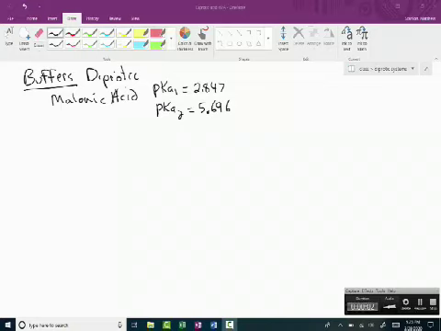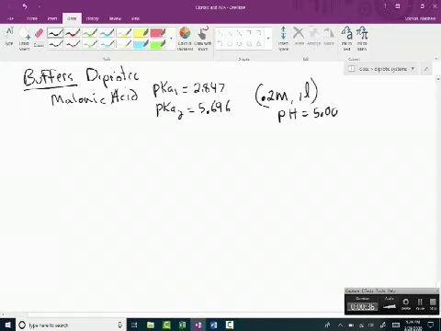Okay, in this video we're going to talk about how to deal with diprotic buffers and how to make them. And you can extend this easily to triprotic buffers. Okay, so what we're going to do is attempt to make 1 liter of 0.2 molar malonic acid buffer, and let's just pick a pH equal 5.00.